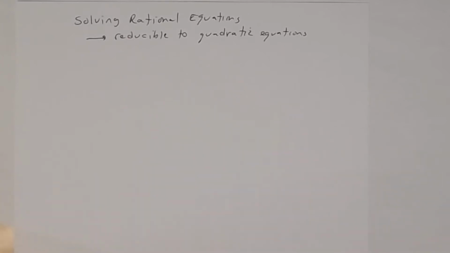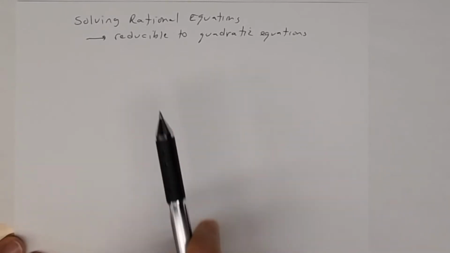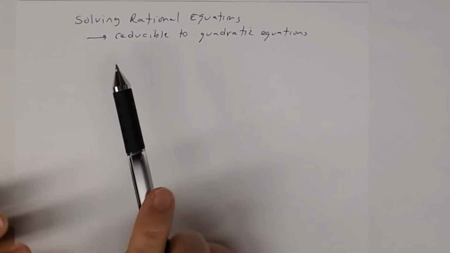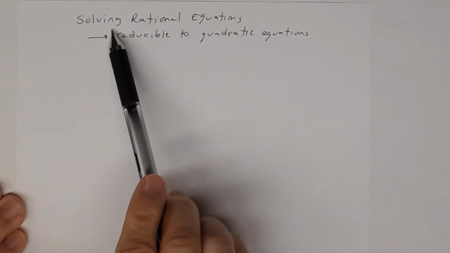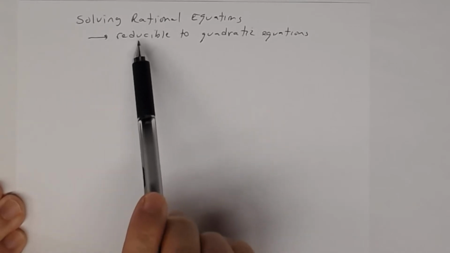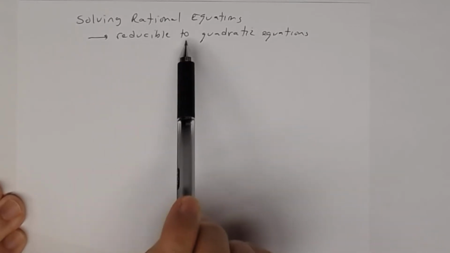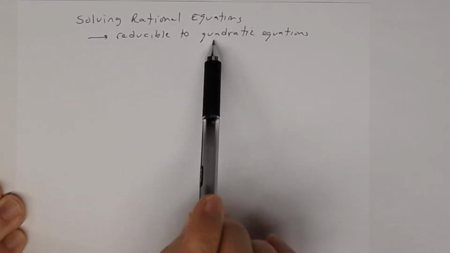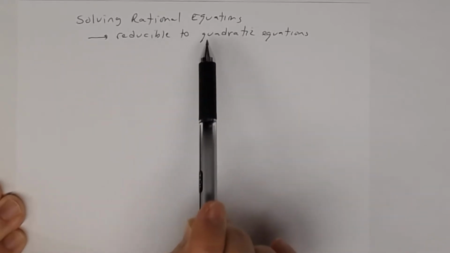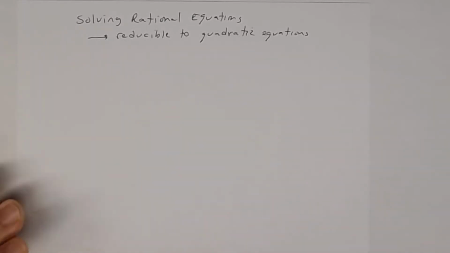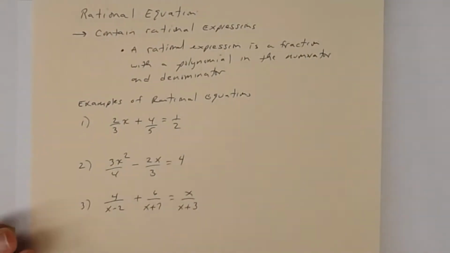Okay, so in this lesson, we're going to look at solving rational equations, and these rational equations will be reducible to quadratic equations. So in a previous lesson, we did solve rational equations, but those equations were reducible or they led to linear equations. In these examples, the rational equations will lead to quadratic equations. Now let's remind ourselves what rational equations are.